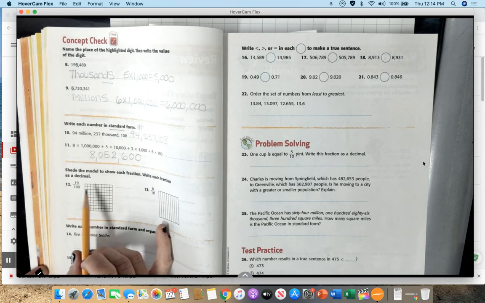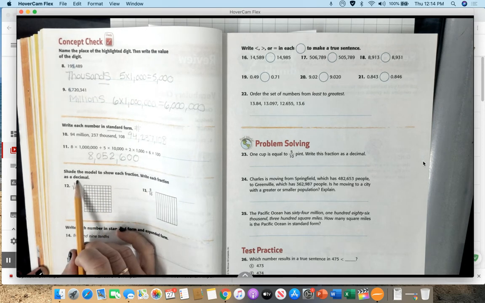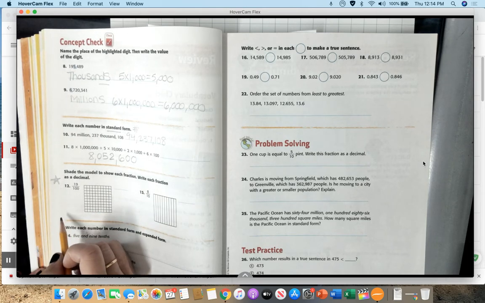Let's go down to number 12 and 13. They're telling us to shade the model to show each fraction. Then write the fraction as a decimal. This is a very important part. I want you guys to make sure you ask me for help if you don't understand. You're going to have these questions on your test this week.